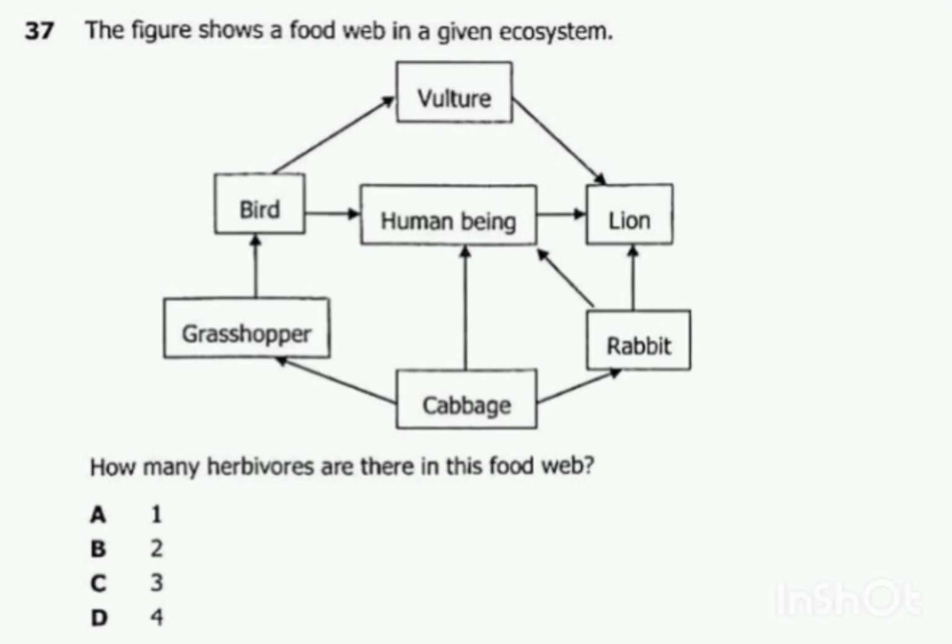Okay, let's look at question number 37. The figure shows a food web in a given ecosystem. How many herbivores are there in this food web?